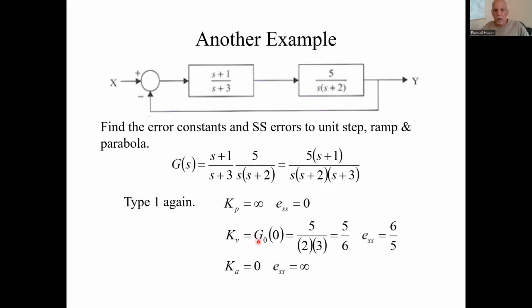The only calculation we need to make is this 0. And that was, remember, remove this pole at the origin, evaluate the rest at S equals 0. So we get 5 times 1 over 2 times 3, or 5 over 6. And the formula said the error is 1 over that. So that's 6/5. That was calculating an error.